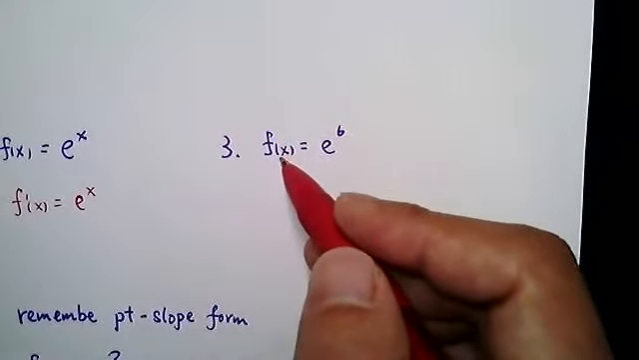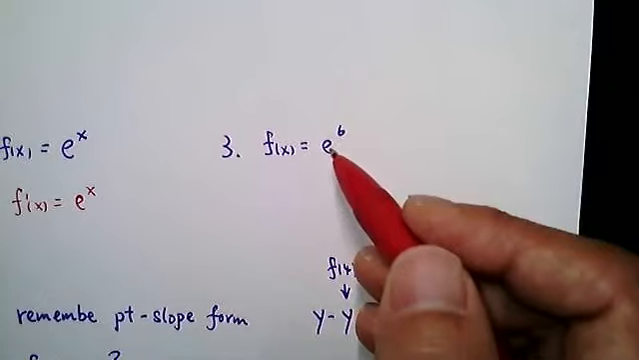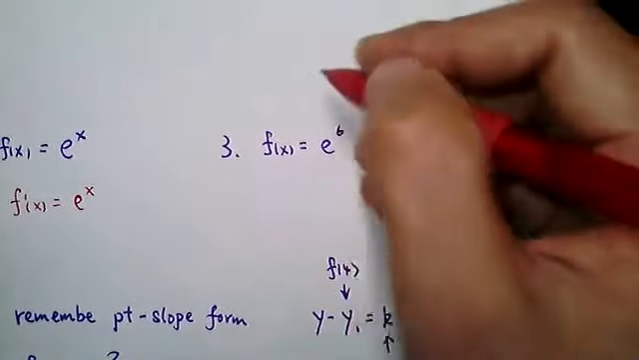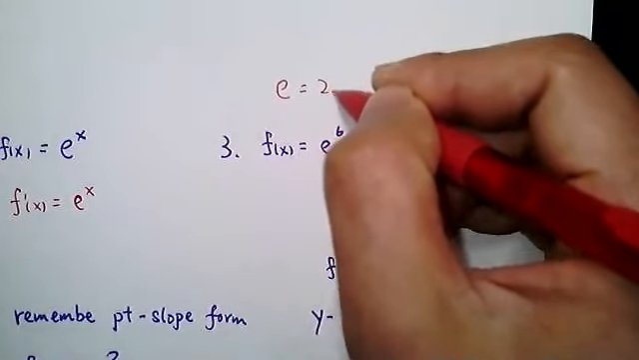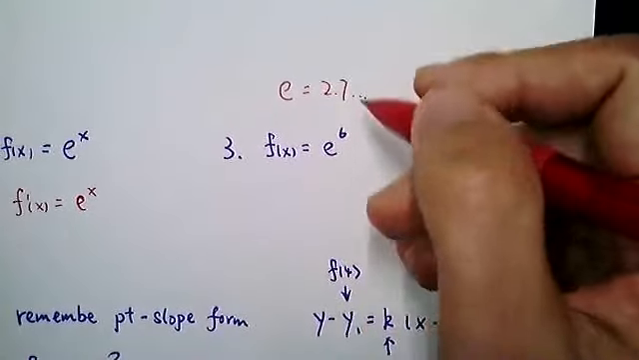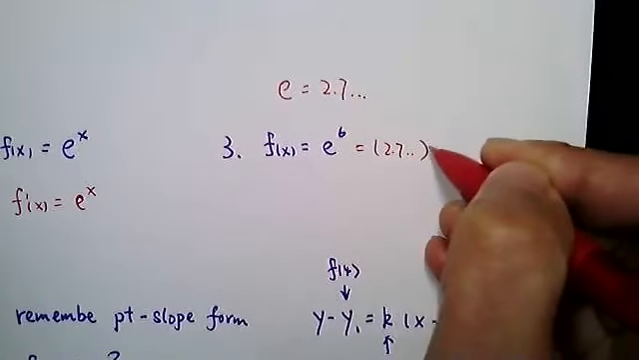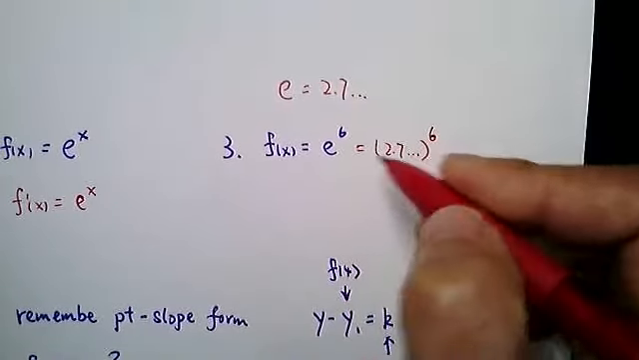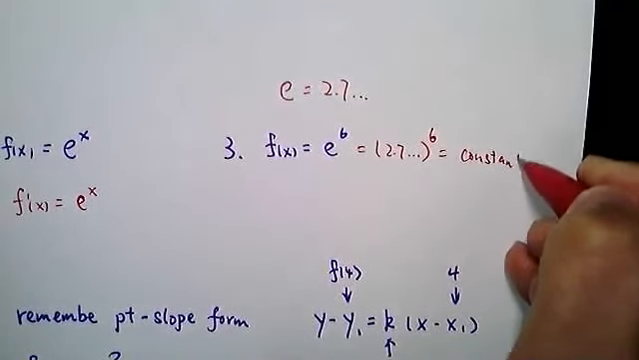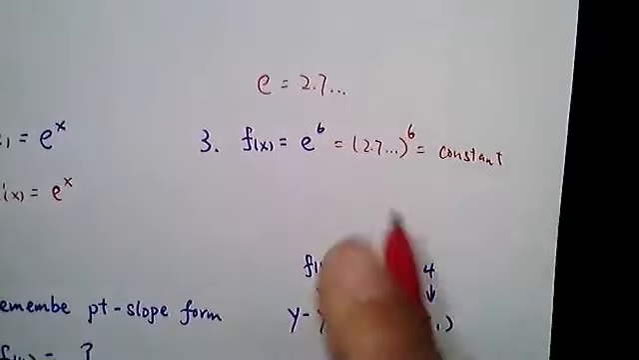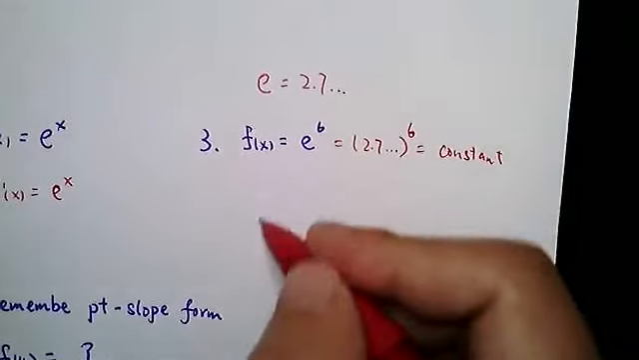How about the third one? f of x equal to e to the 6th power. Remember that the natural number e is just a number, 2.7-ish. So this is really 2.7-ish to the 6th power, which is a constant. And for any constant, when you're looking for its derivative, it's just going to be 0.